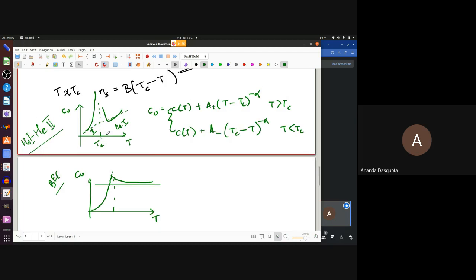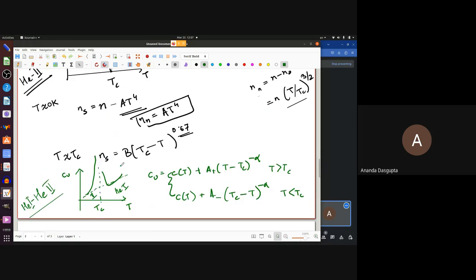Now, if you look at these equations, this is what happens close to Tc. The fraction of superfluid essentially goes like Tc minus T to the power 0.67. Heat capacity blows up like a power of T minus Tc or Tc minus T, depending on whichever is positive. A negative power in this case.